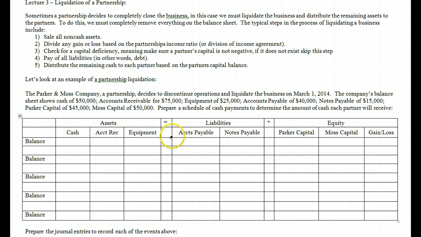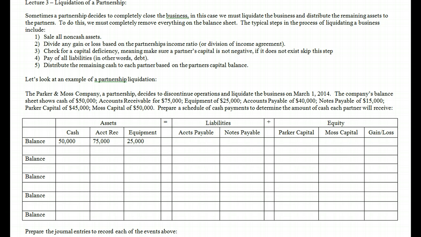Now, a schedule of cash payments, also known as a schedule of liquidation, either way, it's fine. But the first thing we start with is our actual balance sheet. So let's look at the balance sheet. And we want to make sure that our balance sheet balances before we get started. That's crucial, right? So it tells us cash of 50, accounts receivable of 75, and equipment of 25. So that's our first step. We're going to look at those three items.